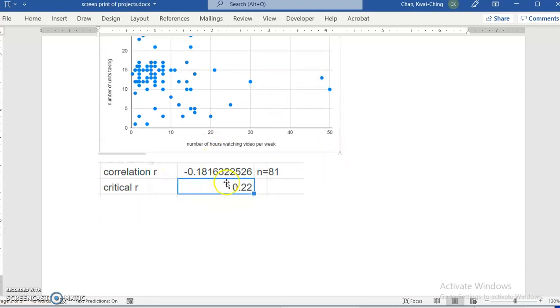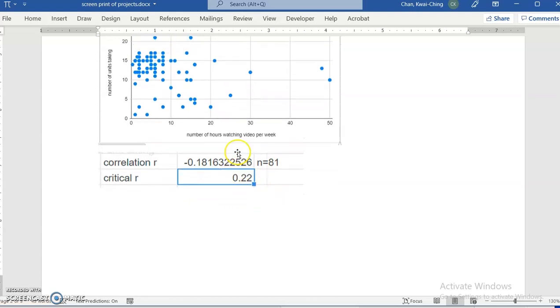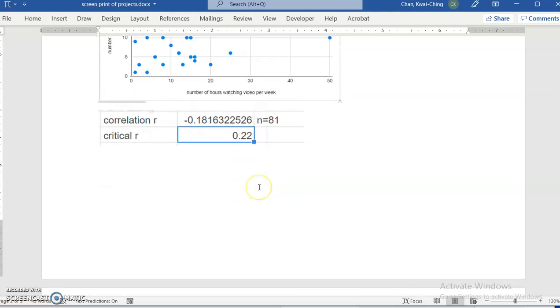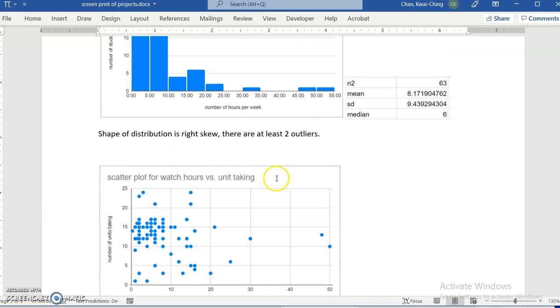But anyway, I used Google Sheets to find the correlation coefficient r, which is negative 0.18, and from the A2 table with n equal to 80, the critical r is about 0.22. So you can see that there doesn't seem to be correlation, because negative 0.18 is closer to 0, inside the positive and negative critical r. So that's all the summary that I did with Google Sheets.